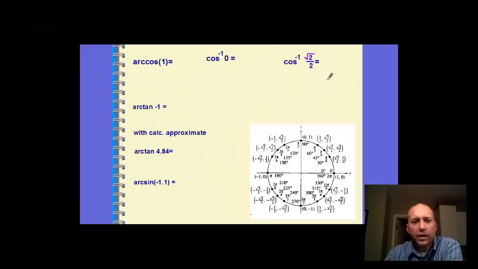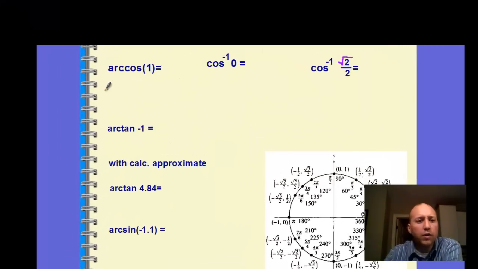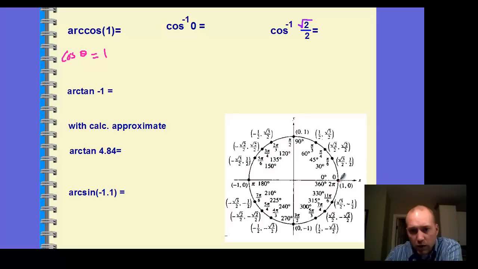So let's look at evaluating some more here. So arc cosine of 1, we can rewrite that as cosine of some theta equals 1. I want to make sure you understand how to translate between these two forms. And so where is cosine 1 at? Cosine is our x value, so 1 is right here.